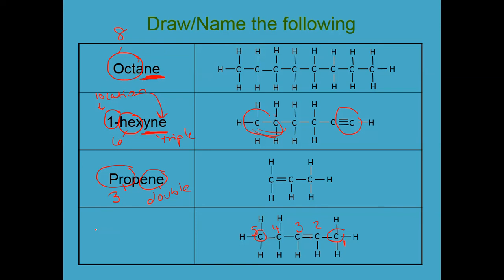Alright, so first off, we know that the double bond is on carbon 2, so 2 dash. There's 5 carbons, so prefix pent. And that bond that's attached is a double, so suffix ene. The answer is 2-pentene.